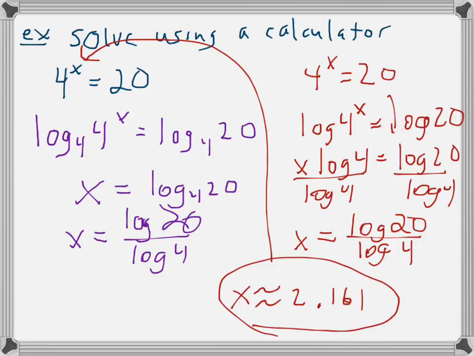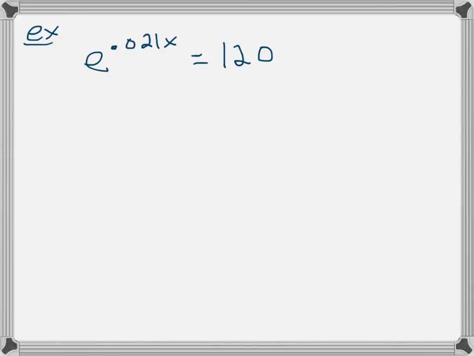Not too bad, right? So what if I wanted to solve something in terms of e? e to the 0.021x equals 120. Well, again, this is an exponential equation, so I'm going to need logarithms. I could tell it's an exponential equation because my x is in the exponent.